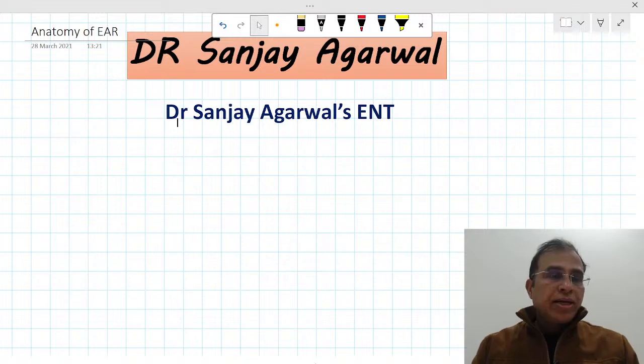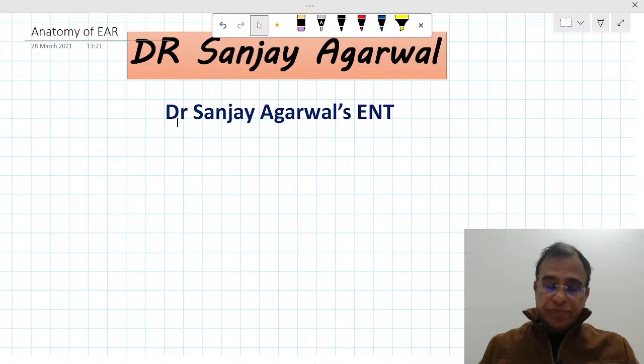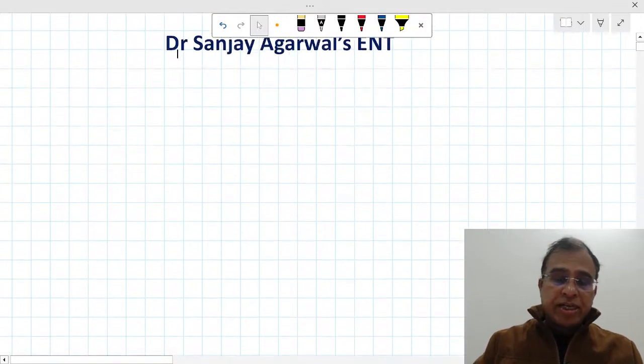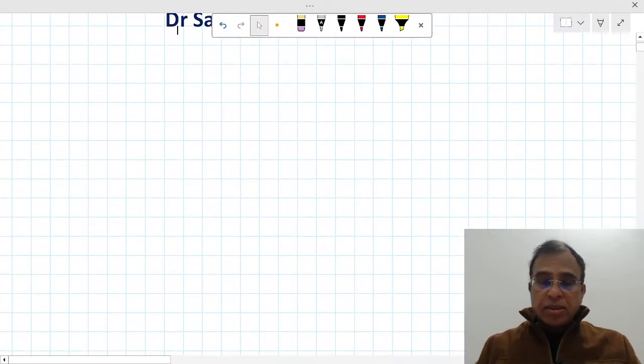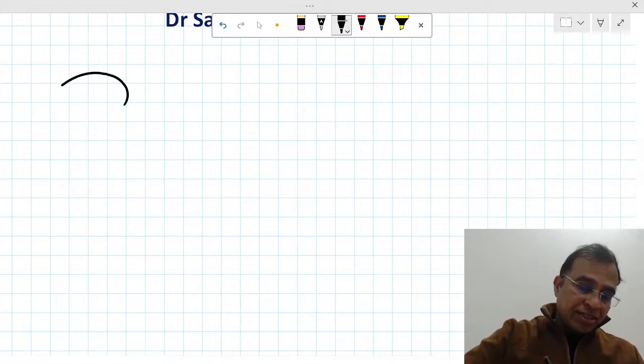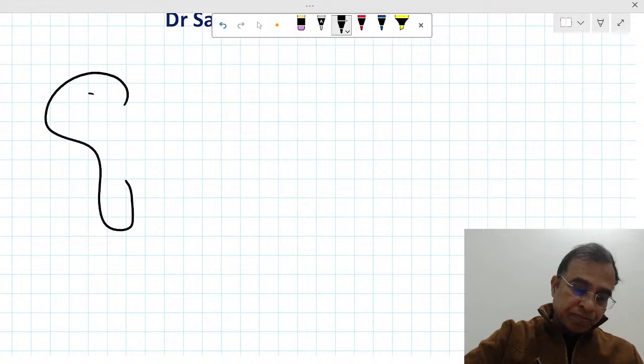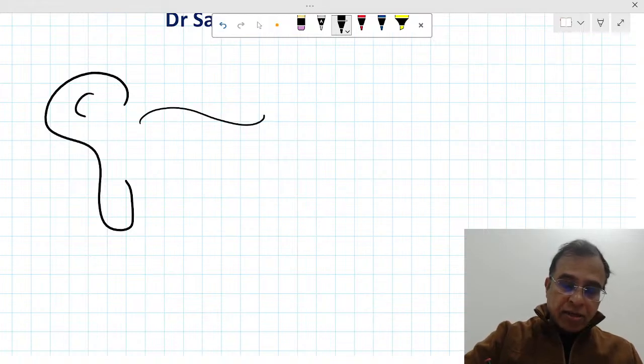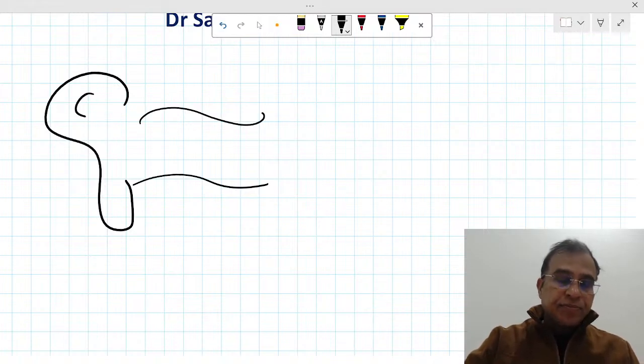So like I was saying, we'll start with ear and we'll start with the anatomy of the ear. Now when I start drawing ear, I draw the pinna like this. Then I draw a canal, external canal.